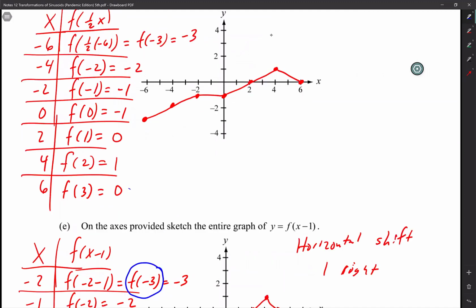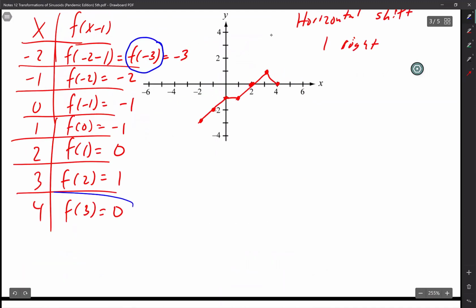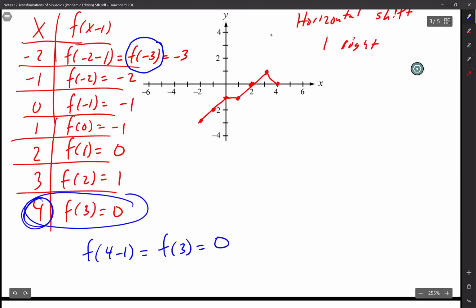That's the last one here. I plug in a 4 into my f of x minus 1. So f of 4 minus 1, that's f of 3. So I get 0. My x coordinate is 4, and my y value is 0. So I'll put a point at 4, 0. That makes sense?